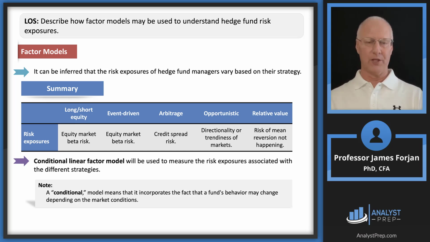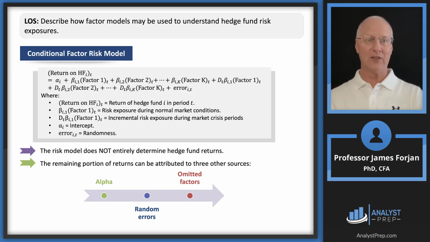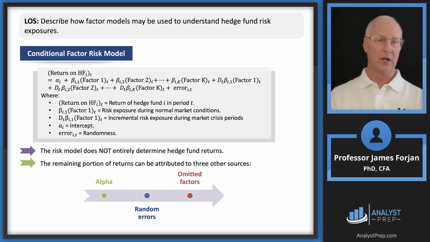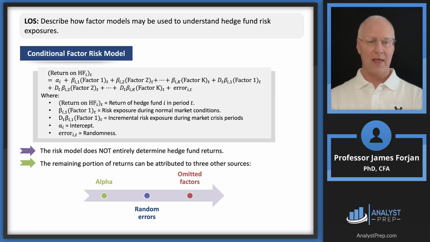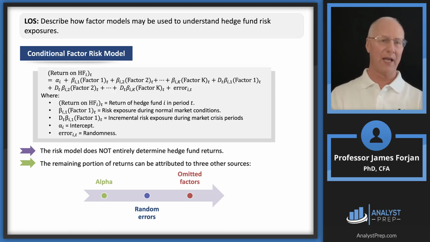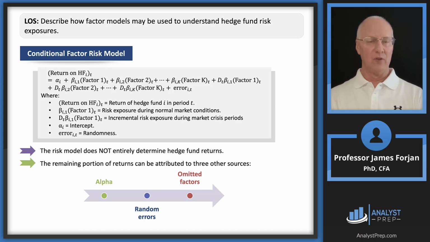Now what we're going to do is use this conditional linear factor model to measure and evaluate that risk. It's going to look like this. Look up at the top. Here's the return on hedge fund i, and there's an intercept in there. And notice there are some b sub i comma 1s. Those are the sensitivities to each factor.